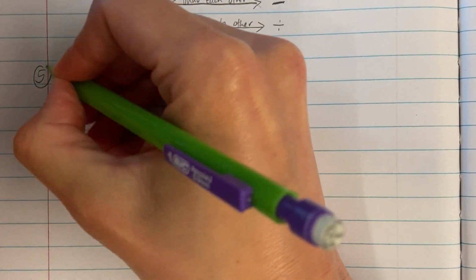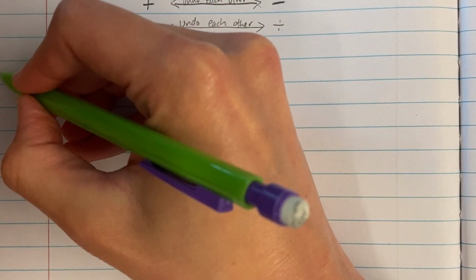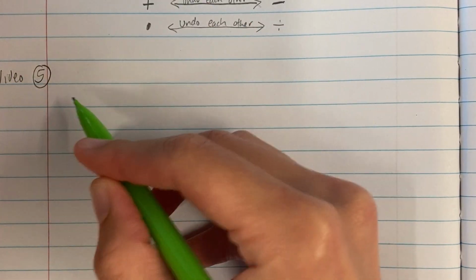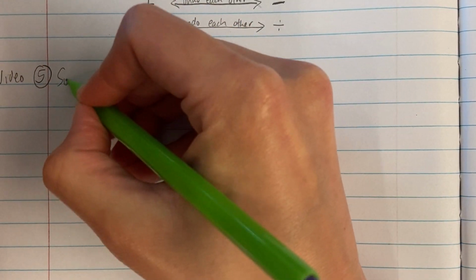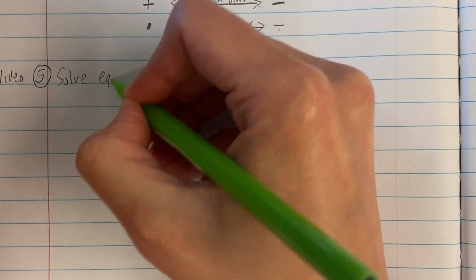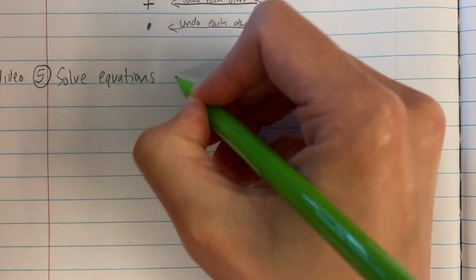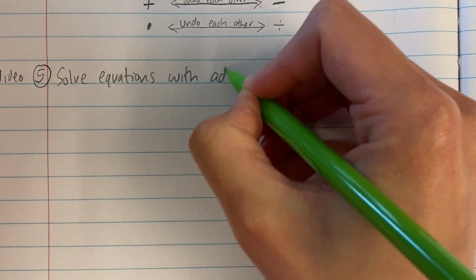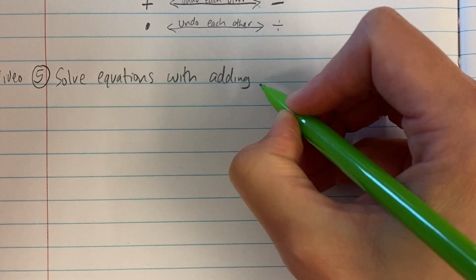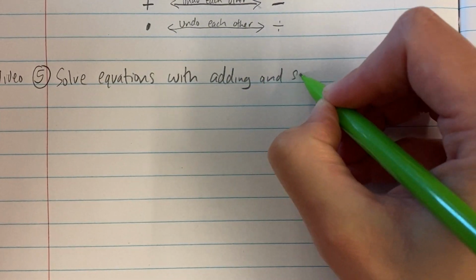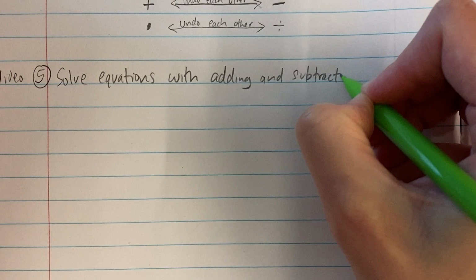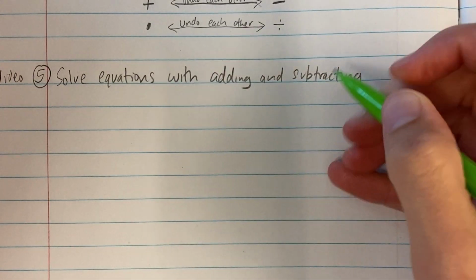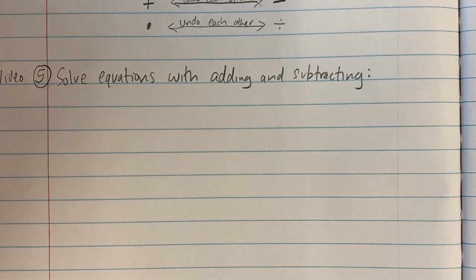Let's first take a look at how we use these inverse operations. These are some video notes here in number 5, to solve equations with adding and subtracting. Okay, so here we're only going to look at equations with adding and subtracting. We're going to take a look at what that looks like, what are some issues you might run into, and then we'll look at multiplying and dividing after.